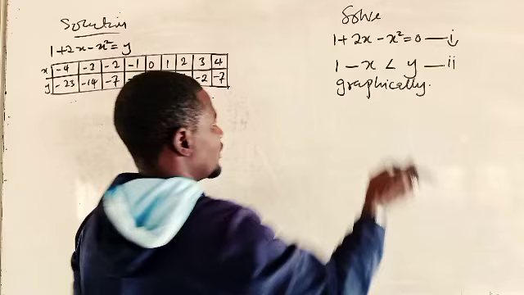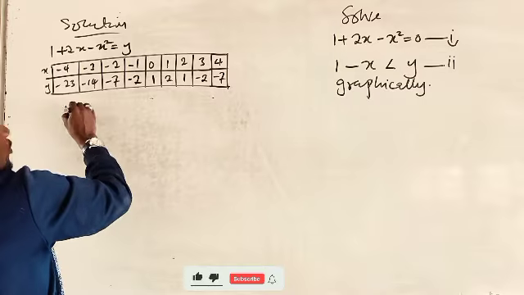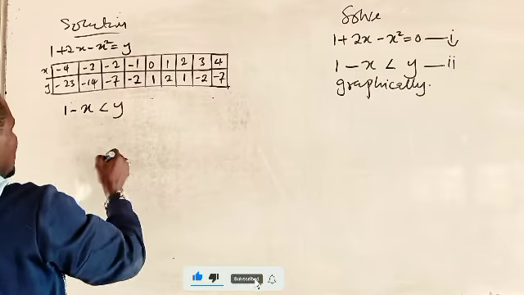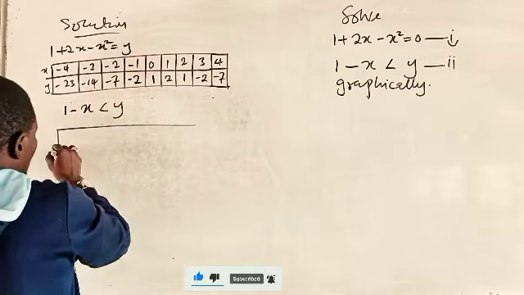So the next thing to do is to carry the next equation, that is 1 minus x less than y. Form a table for the values of this also.